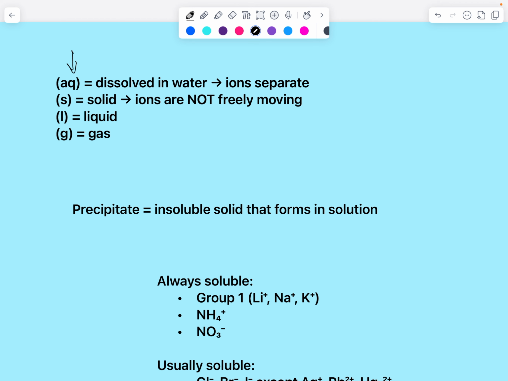Precipitation reactions happen because certain ion combinations are not stable in water. When two ions form a compound that is insoluble, they leave the solution and form a solid.